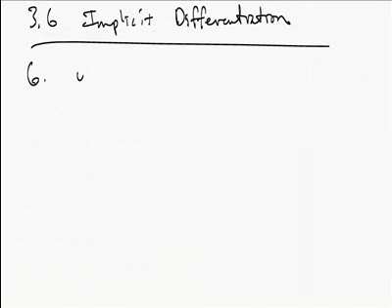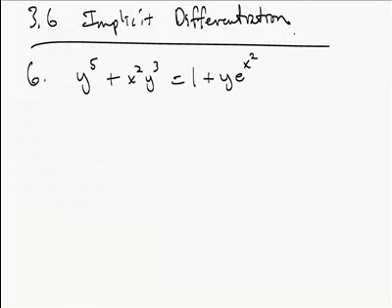Let's take a look at number 6. We have y to the 5th plus x squared y cubed equals 1 plus y to the x squared. Now we're going to be using the product rule, the quotient rule, all in terms of using implicit differentiation. Now remember, we're implicitly thinking of y as some function of x that'll make this equation true, but we're not going to solve for y. This one would be very difficult, if not impossible, to solve for y as a function completely of x.